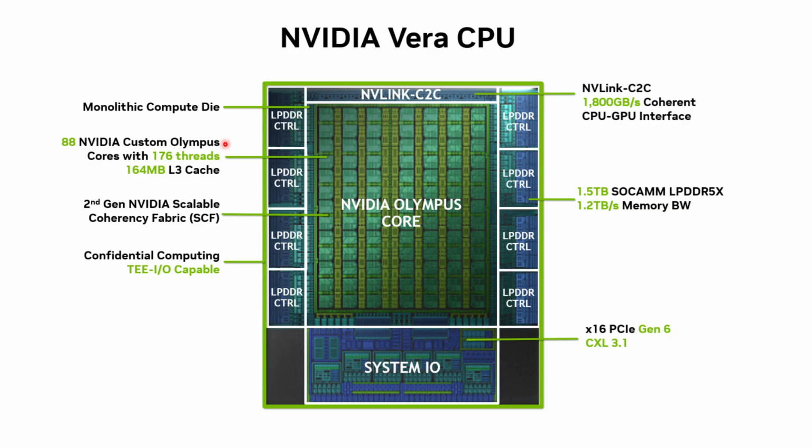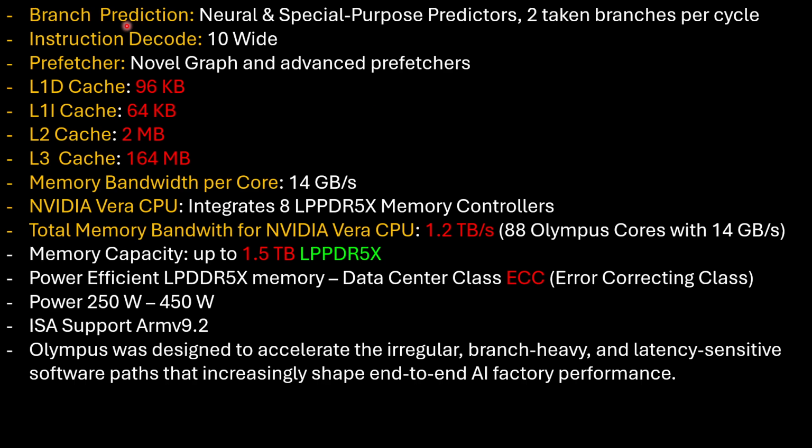So we made a short introduction. We see the communication links and control of the external DRAM given here, and 88 Olympus cores, which are not single threaded but double threaded. So we have 176 threads. So let's go further. What did we say?